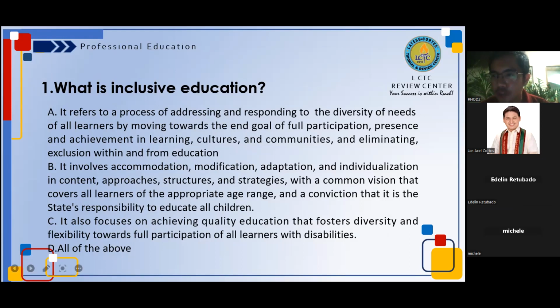So what do you think is the answer of this item? Just comment your answer on our chat box. Is it letter A, letter B? We are defining inclusive education.